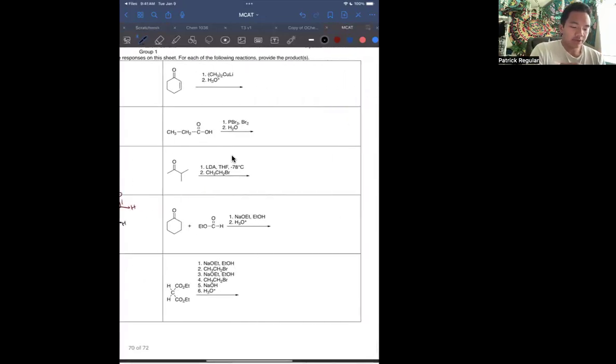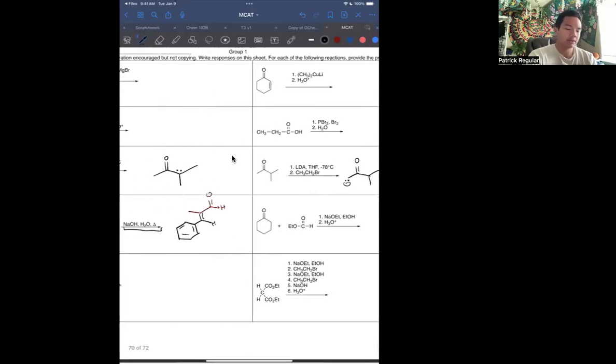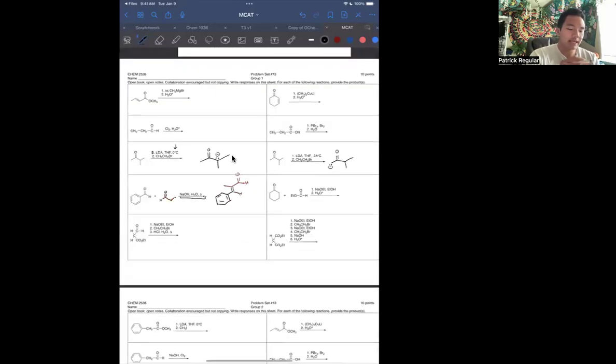All right. Now over here, if I were to do the first step, LDA, THF at -78, I'm going to have something like this. Now for the second step, we're reacting a carbanion with an alkyl halide. And what do we know about this alkyl halide? That's going to do an SN2. It's going to do a backside attack, kick off the bromine. So essentially what we're going to have is something like this. Our nucleophile is going to be this one.